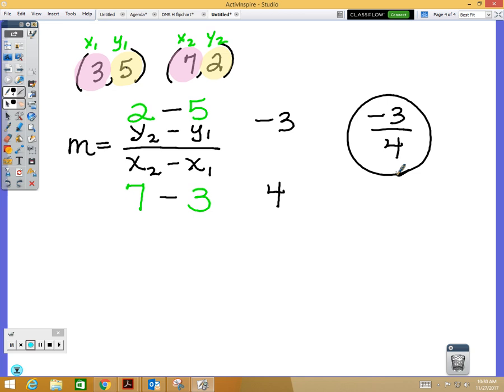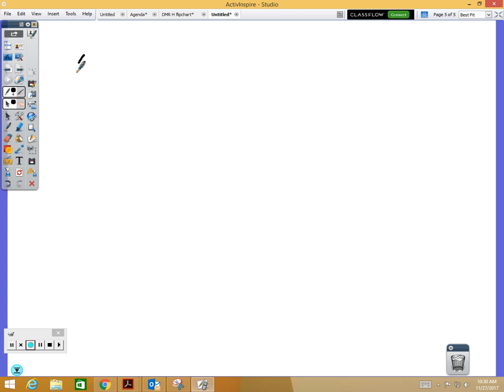So again, if we were to put these 2 points on a graph and find the slope of a line on the graph, we would have gotten negative 3/4. We would have gone down 3 and right 4. All right, so let's do this with some a little bit harder numbers, okay? But same process.